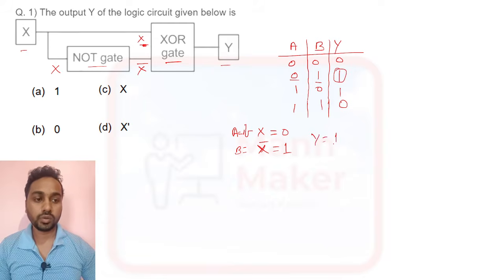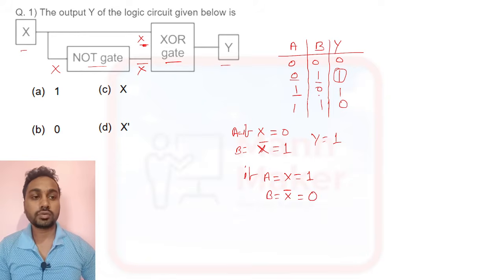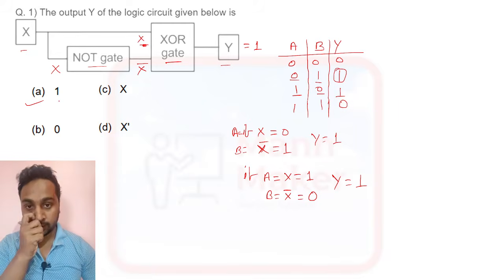The output is 1. Now if we put x equal to 1, then B is x bar, so the complement of 1 is 0. In this case also A is 1 and B is 0, so the output will be 1 only. So in both cases the output we are getting is 1. So the Y value is 1. Option A is your right answer.